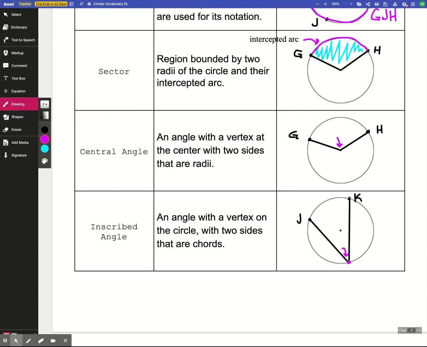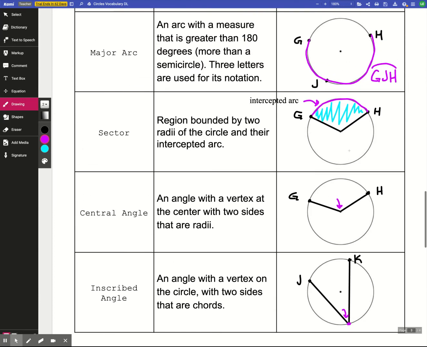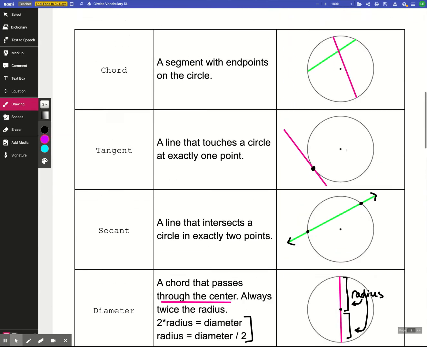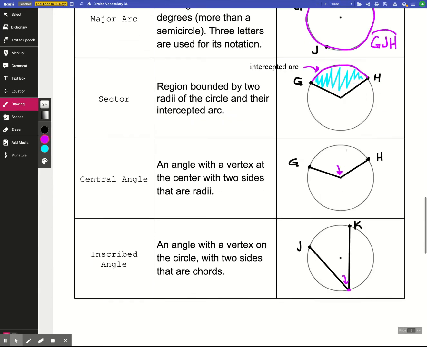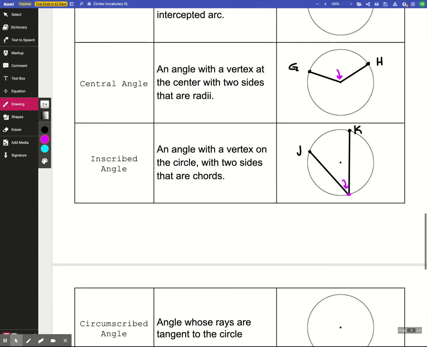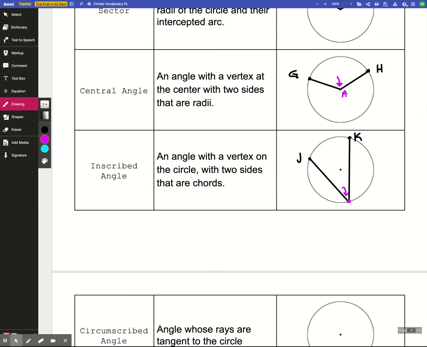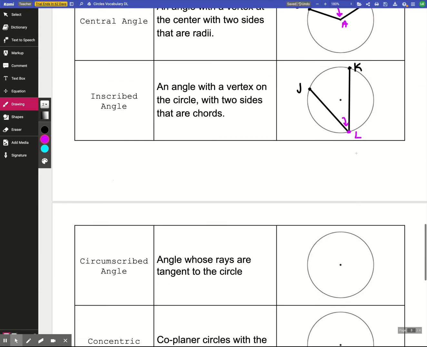And then it's made up of two chords. Central angles are made up of two radii. I obviously did not give this circle a name. I think I called it circle A up at the top here. Yeah, I did. So we'll just go with naming it circle A. So this angle GAH is made up of two radii. This angle, I'll call this point L. This angle JLK is made up of two chords.